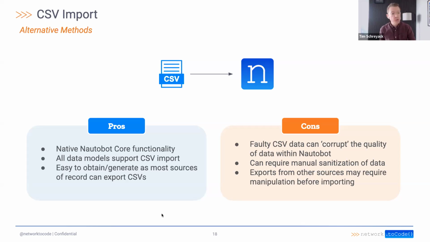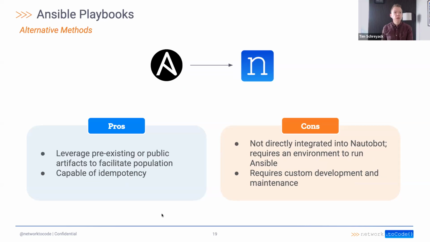Some of the pros of this: it's part of the native core functionality, all data models support it, and it's generally very easy to export from some other tool. Some of the cons, as we mentioned: you could bring faulty data in accidentally, and it may require some manual sanitization of that data before you bring it into Nautobot. So something to keep in mind if you're using this method. We generally see folks using this as a one-time, initial step. If for some reason you don't want to use the device onboarding app or the other single source of truth app, maybe you might go this route as that one-time initial data population step.